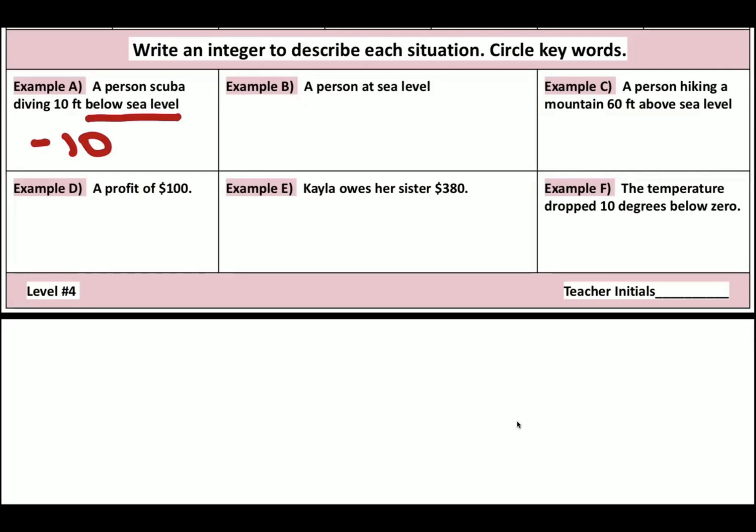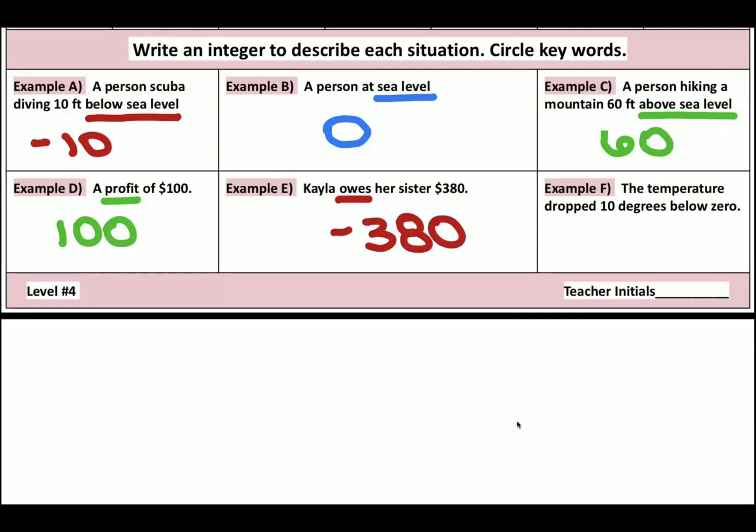For example B, you should have underlined sea level, which represents 0. Example C, you should have underlined above sea level and written +60. D, profit is positive, so it's +100. E, Kayla owes her sister 380, so that is -380.